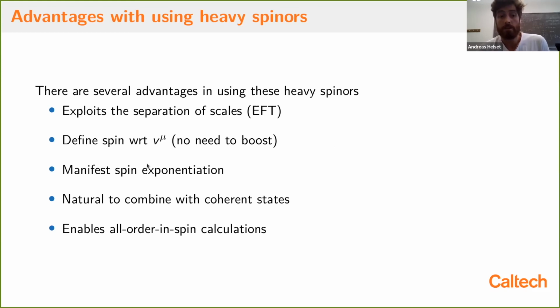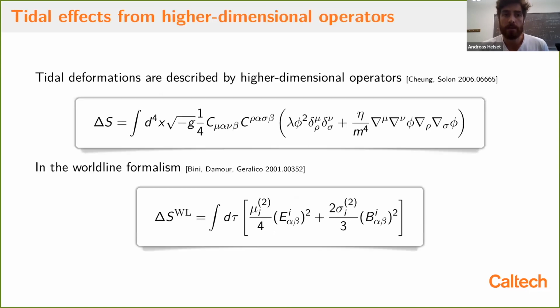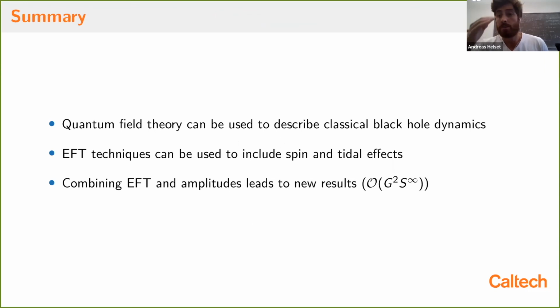And related to this, there's this manifest spin exponentiation going on. And you can actually combine this with coherent states to more rigorously take the infinite spin limit. And yeah, we were able to calculate this to all orders in spin using those variables. Now, I think I'll skip the tidal effects because of lack of time. So I'll just jump right back into the summary.